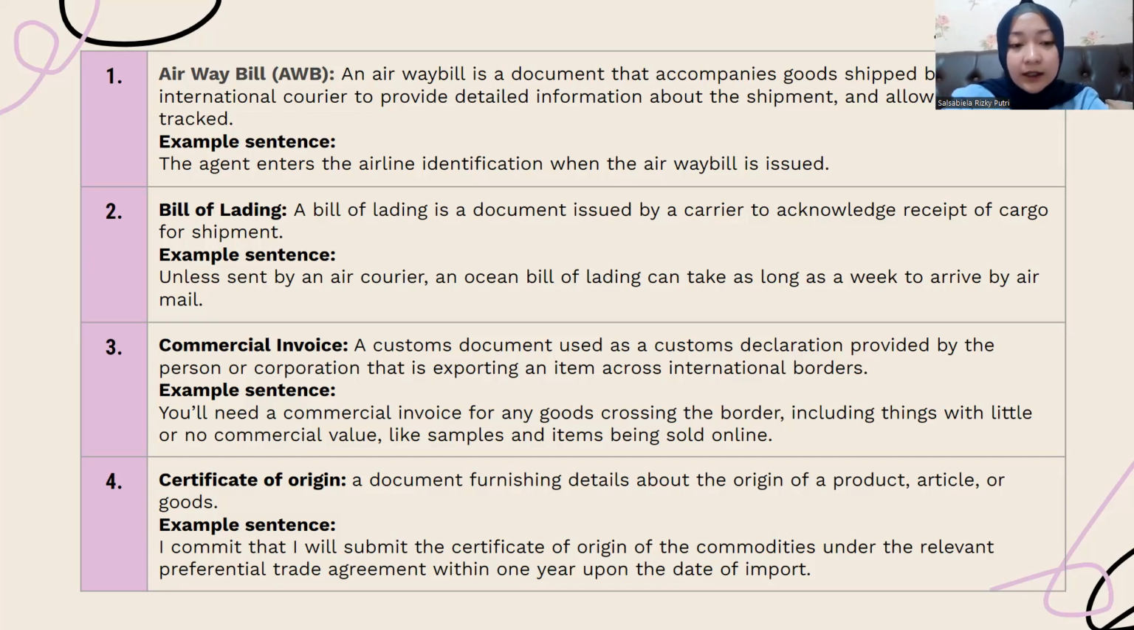The fourth, certificate of origin, a document furnishing details about the origin of a product, article, or goods, and this document is completed by the exporter and certified by a recognized issuing body, attesting that the goods in a particular export shipment have been produced, manufactured, or processed in a particular country. And the example sentence is, I commit that I will submit the certificate of origin of the commodities under the relevant preferential trade agreement within 1 year upon the date of import.